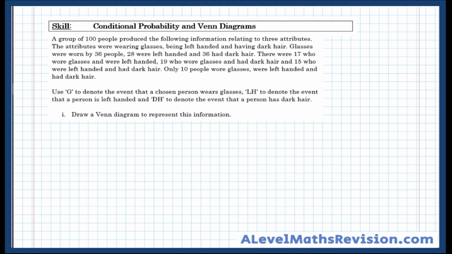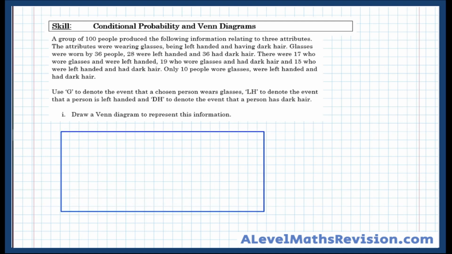So it says using G to denote the event that a chosen person wears glasses, LH to denote the event that a person is left-handed, and DH to denote the event that a person has dark hair. Draw a Venn diagram to represent this information. So let's get straight on it. Let's draw the Venn diagram.